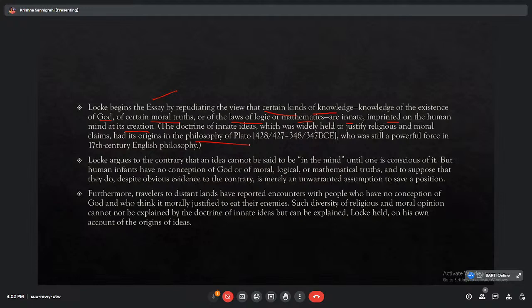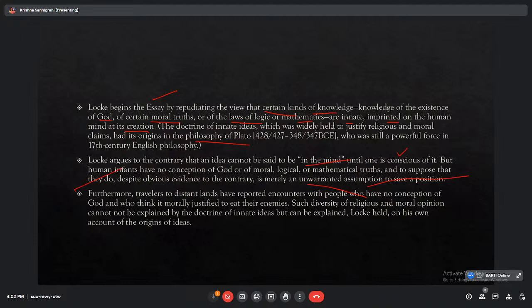So Locke argues to the contrary that an idea cannot be said to be in the mind until one is conscious of it. Only when somebody is conscious of the idea in their mind, only then can it be said that it is in the mind. But human infants have no conception of God or of moral, logical, or mathematical truths. And to suppose that they do, despite obvious evidence to the contrary, is merely an unwarranted assumption to save a position.